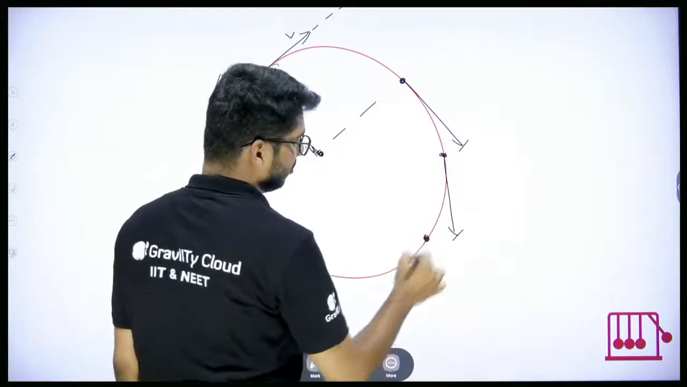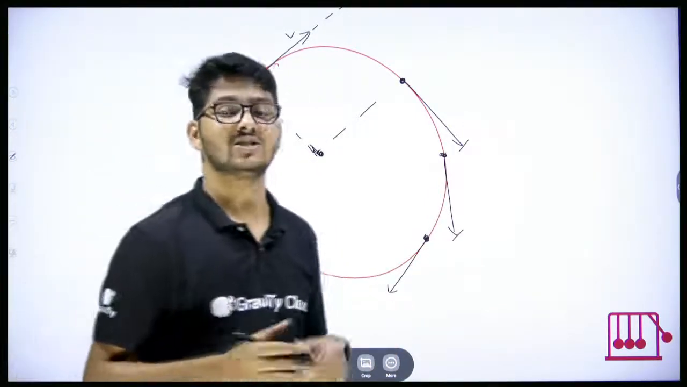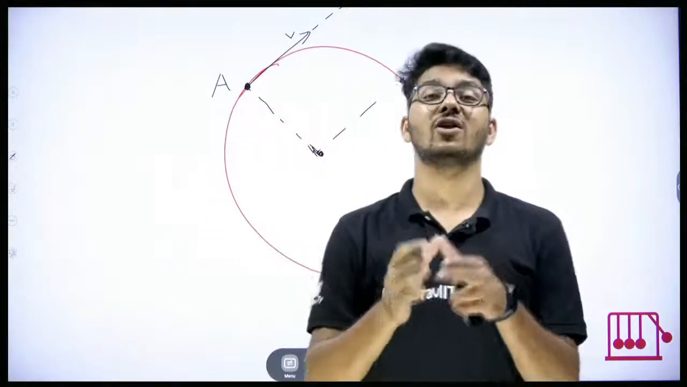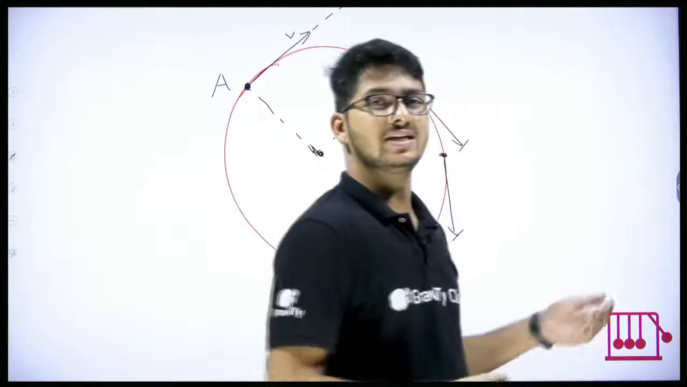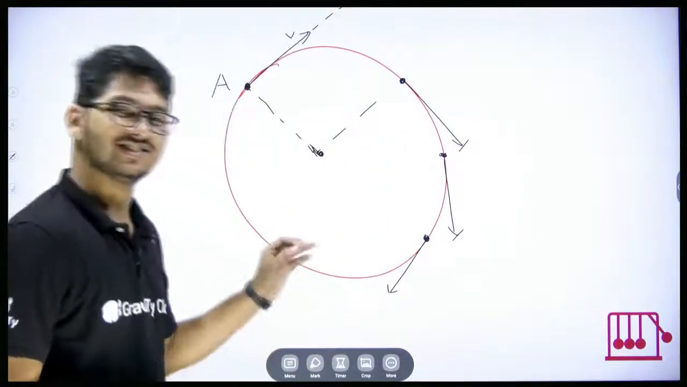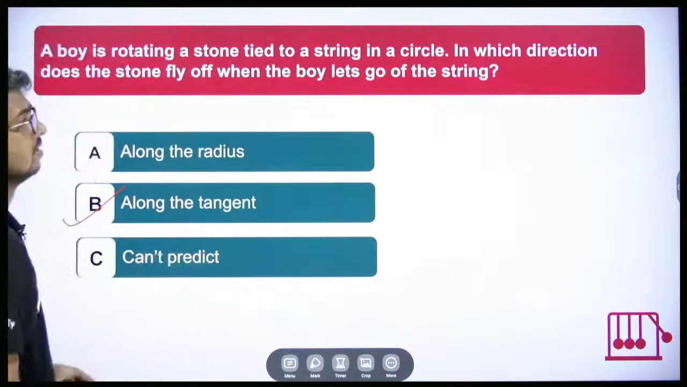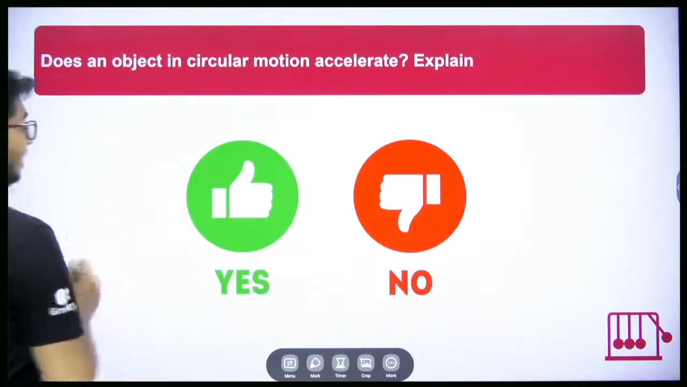If you leave it here, it will go in this direction. It will go along the direction of tangent, along the direction of velocity. Clear? Because that's how the velocity is. The direction of velocity is along the tangent. Okay? Okay, that's good.